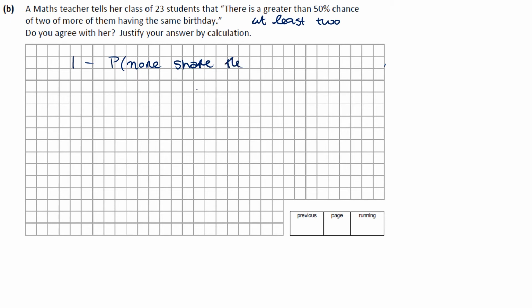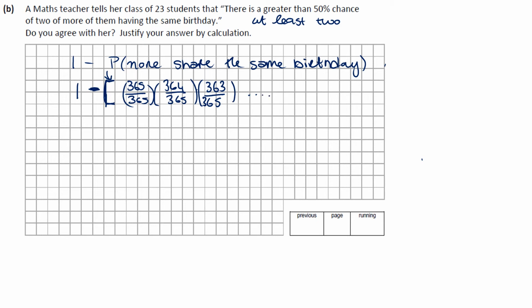So what's the chance of all 23 students having different birthdays? Well, let's work down here. If I take the first student and I say, when's your birthday? The chance of them having that birthday, well, there's 365 days to choose from. So that's fine. The next student, now, if they want to have different birthdays, now they only have 364 days to choose from. And the next student just has 363 days to choose from, 365, and so on, down to 23.